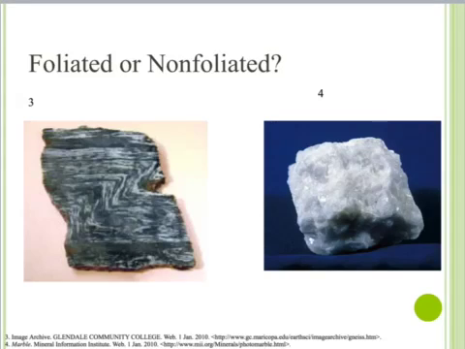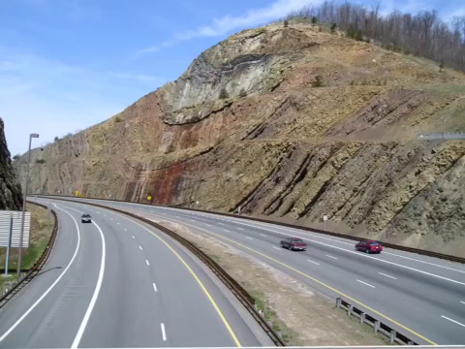What about rock number 3? Foliated or non-foliated? This would be foliated because there are layers, parallel layers. This is an example of gneiss. And last, rock number 4, is this foliated or non-foliated? This would be non-foliated because there's no layers or bands. This is an example of marble.